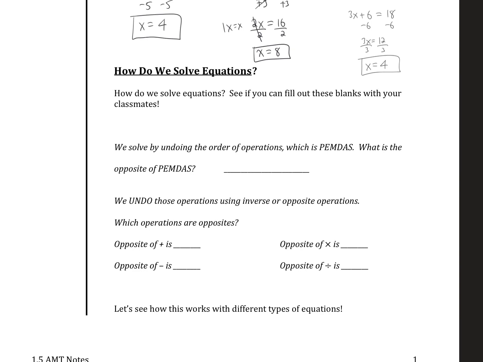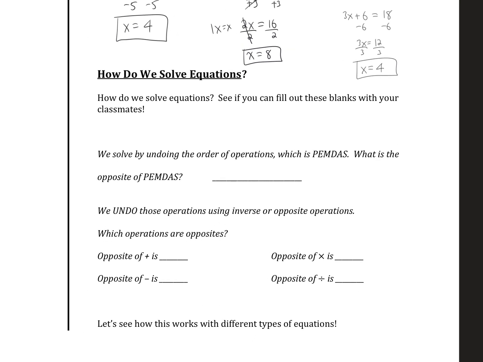So now we're going to talk about how we solve equations. See if you can fill out these blanks with your classmates, or if you're watching this on your own, see if you can fill in the blanks here. So yeah, give it a try, pause the video.